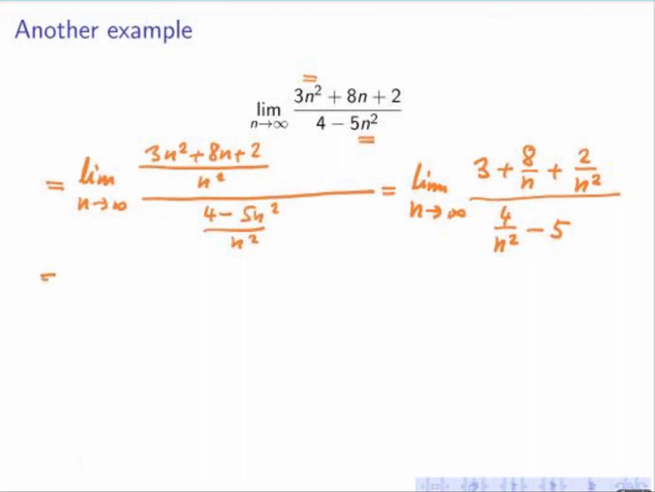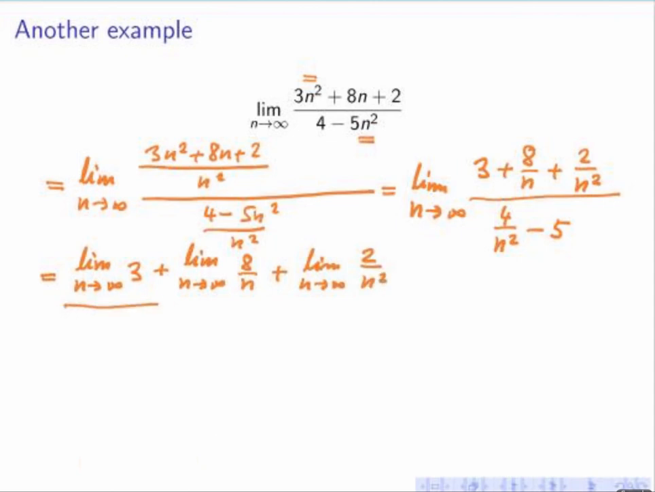And now we use one of the limit rules for fractions, so this is the limit as n goes to infinity of 3, plus the limit as n goes to infinity of 8 divided by n, plus the limit as n goes to infinity of 2 divided by n squared. I know it gets a little bit boring, but we have to do it properly at least once in our life. So the limit as n goes to infinity of 4 divided by n squared plus the limit as n goes to infinity of 5. And here I made a mistake. This must actually be a minus.